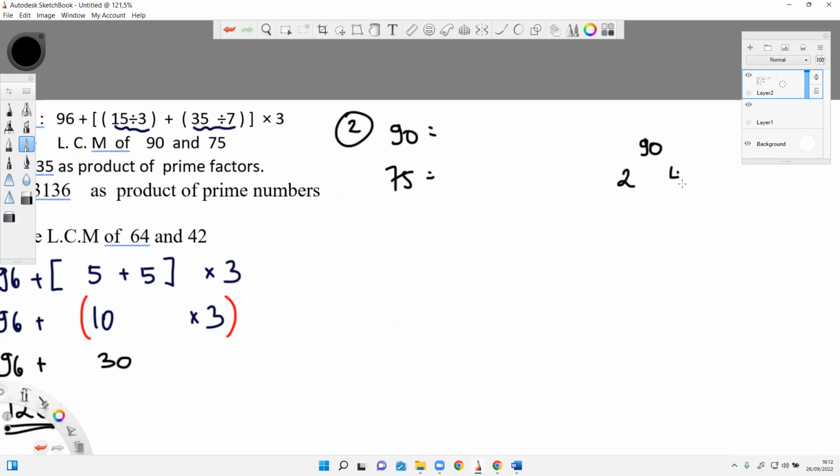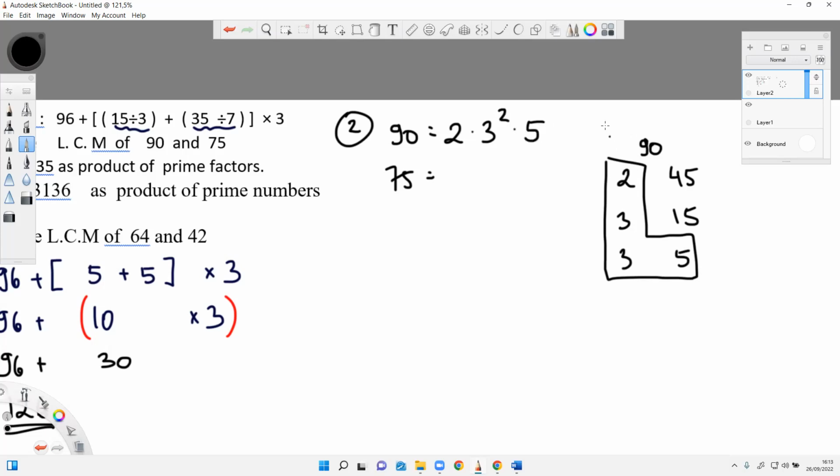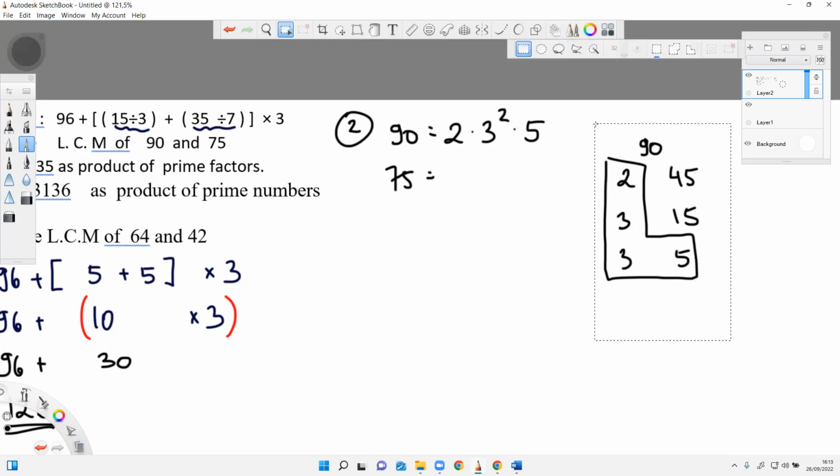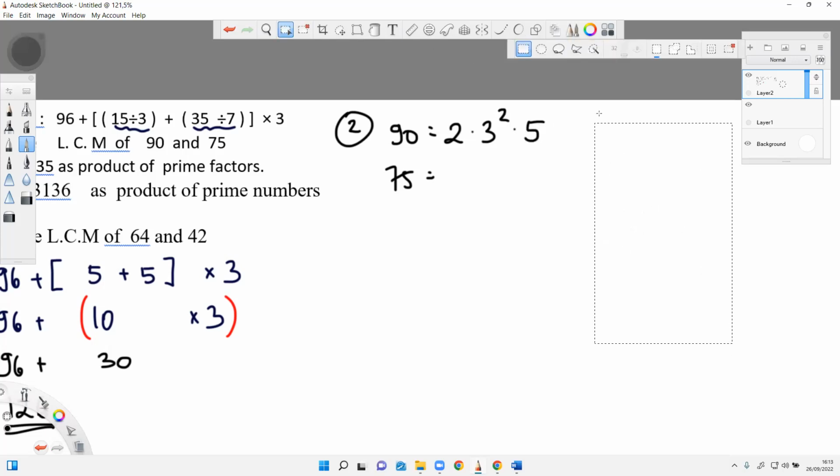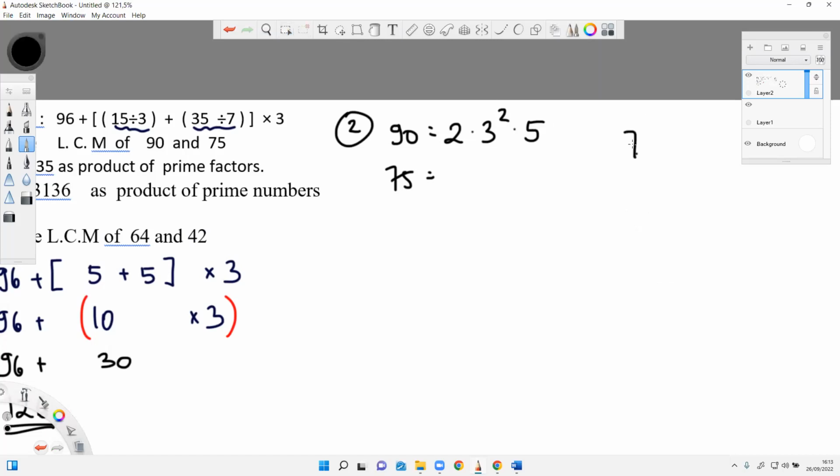90 divided by 2 is 45. 45 cannot be divided by 2. We can divide 45 by 3, so it becomes 3 and 15, right? Then 15 you can go further, divide by 3, 3 times 5. So 90 is 2 times 3 squared times 5. Okay? Then to do the 75, you do the same thing over and over again with the same rules.